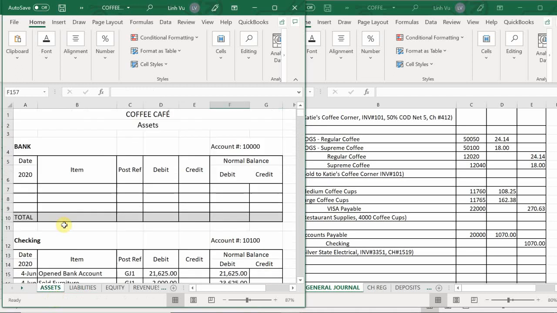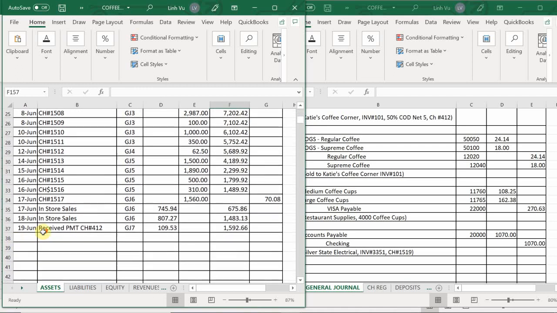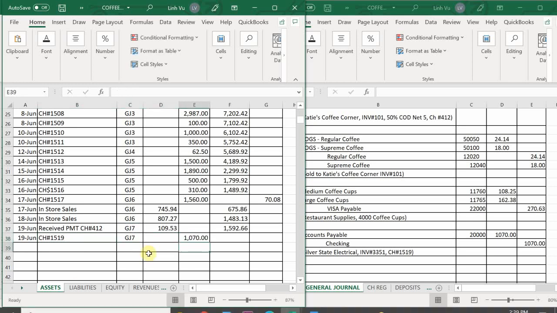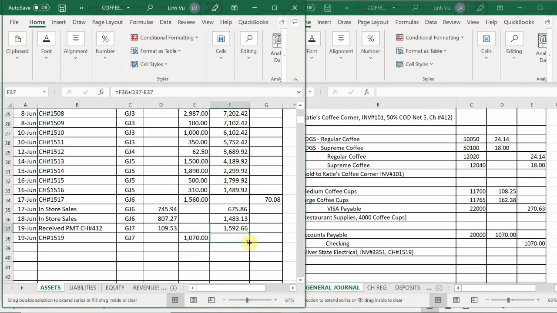So we got to go to our assets, right, to our checking account. So we have 522. Good. We have $522.66. Yep. Now we can update the subsidiary ledger.